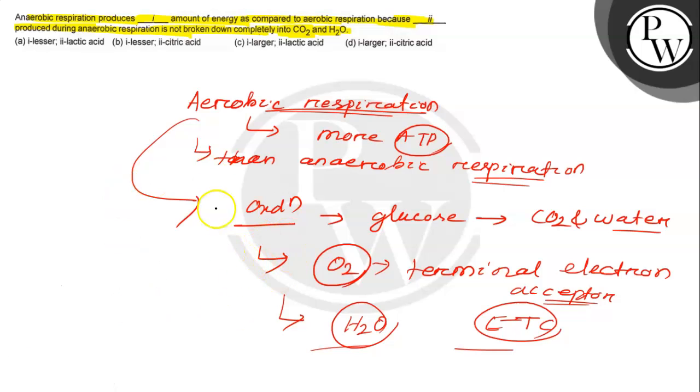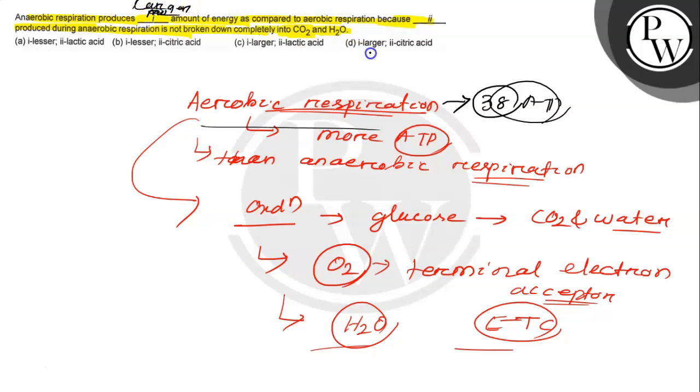So in the aerobic respiration, as we know, 38 ATP are produced, but in the oxidative phosphorylation, more ATP are produced in the electron transport chain system. So aerobic respiration produces more amount of energy, which is higher or larger. As compared to that, sorry, this is the anaerobic respiration, which means it is lesser.